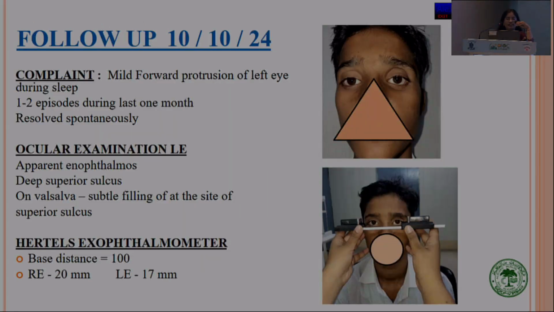After 5 months, when the patient came for follow-up, he complained of mild forward protrusion of left eye during sleep. There were only 1 to 2 episodes which resolved spontaneously. We can see apparent enophthalmos, deep superior sulcus, and on Valsalva, there was subtle filling at the site of superior sulcus. Hertel's exophthalmometer reading at base distance of 30 shows right eye 20 mm and left 17 mm.